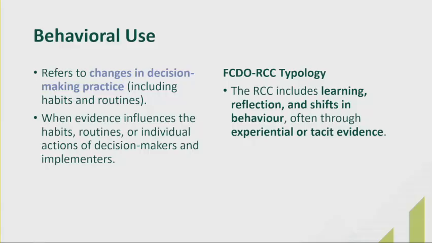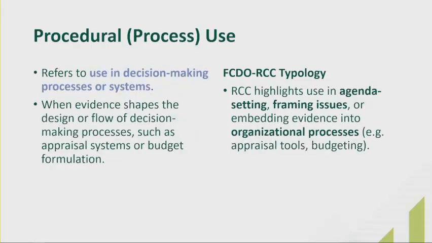The third one is procedural use, or process use. How does evidence help us improve on the processes and the systems that we put in place for decision making? This looks at when evidence shapes the design or flow of the decision making process. So the process itself. How does evidence reflect on these?